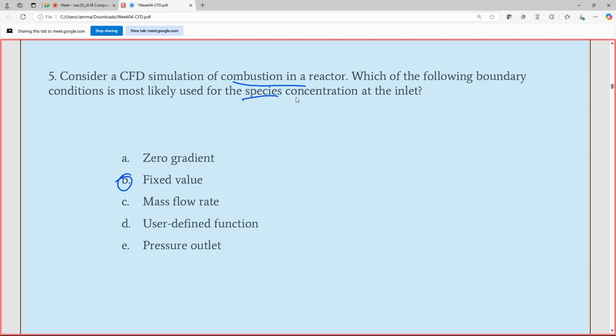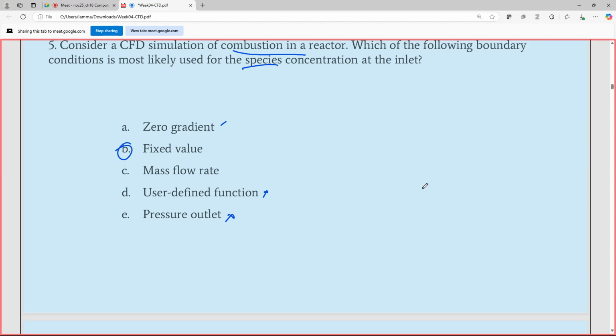So there is a boundary condition for species concentration. Since it's a concentration, zero gradient cannot be applied at the inlet. Also, mass flow rate is given to the inlet mass flow. The species concentration is the ratio of the different types of species in the inflow. UDF itself is not a boundary condition. It's how we implement a boundary condition. Again, pressure is for outlet. So all the other options are wrong. Our right answer is fixed value.